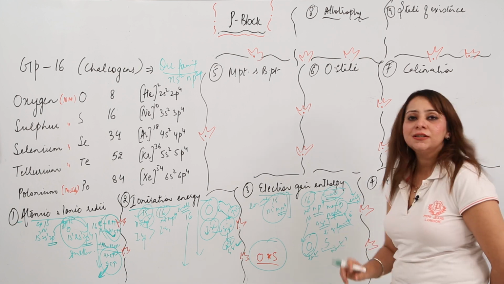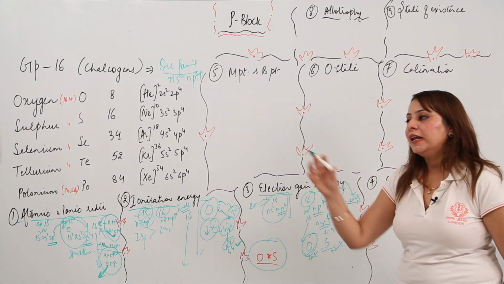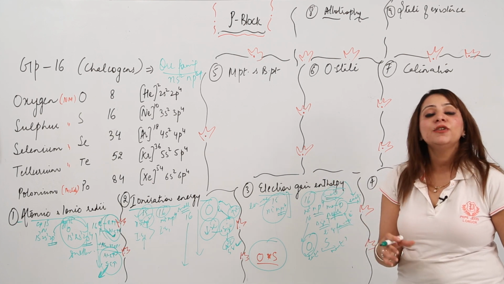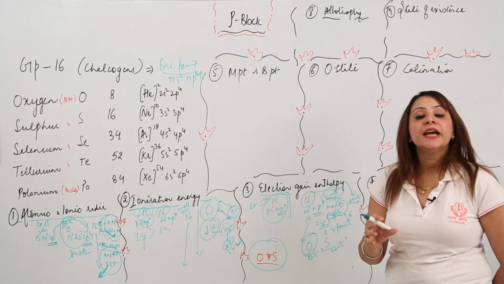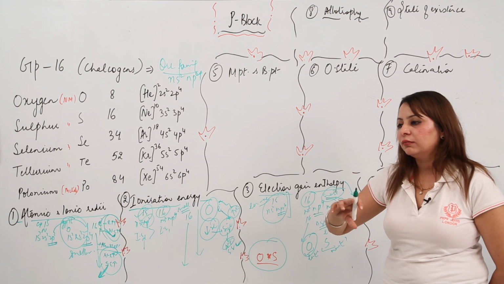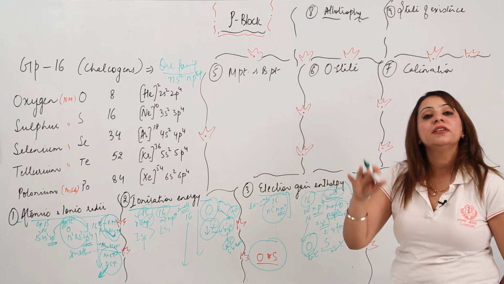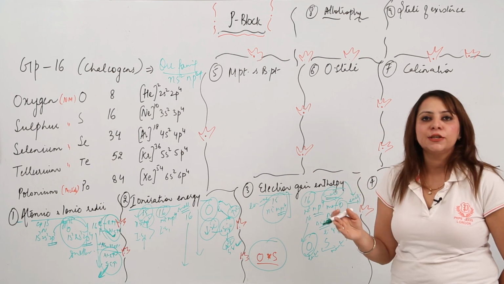The reason being, oxygen is too small in size. So when an electron approaches oxygen, or is added to it, it will suffer maximum repulsions, due to which oxygen won't be in need of taking that electron, because repulsions will increase to a good extent.